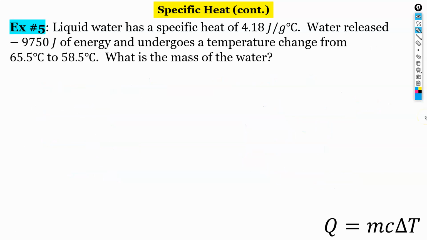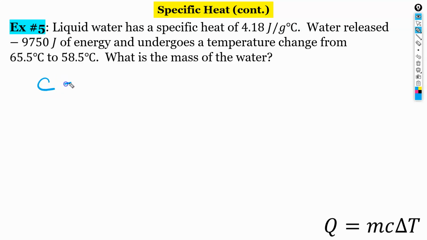All right, in our final example, it says liquid water has a specific heat of 4.18 joules over grams degrees Celsius. Water released negative 9,750 joules of energy and undergoes a temperature change from 65.5 to 58.5 degrees Celsius. What's the mass of the water?